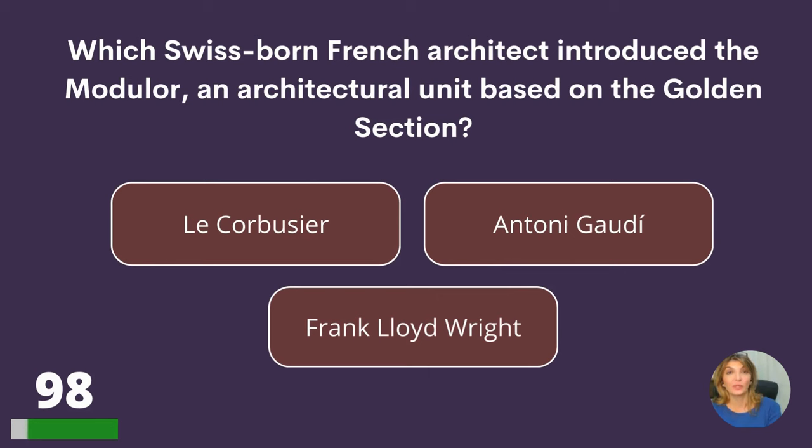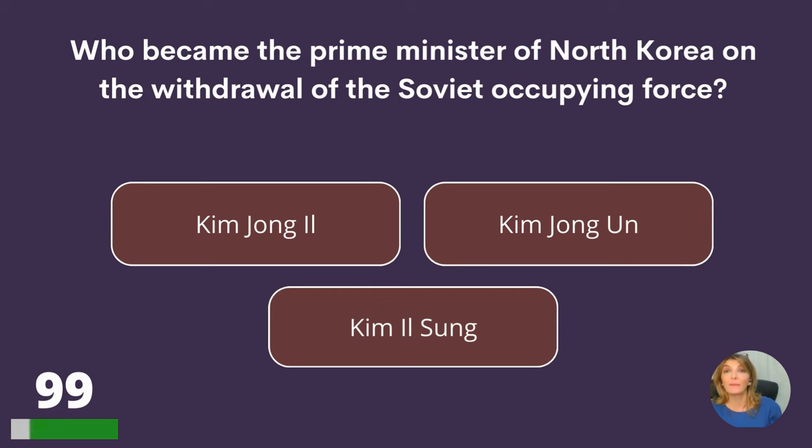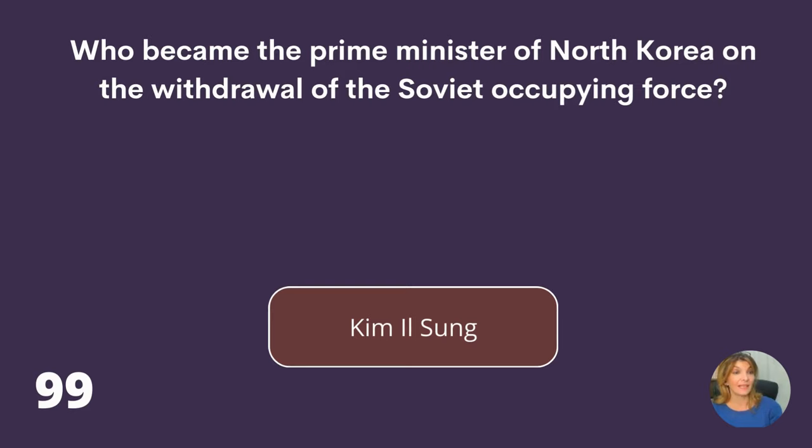Which Swiss-born French architect introduced the Modulor, an architectural unit based on the golden section? Le Corbusier, Antoni Gaudi, or Frank Lloyd Wright? Le Corbusier. Who became the Prime Minister of North Korea on the withdrawal of the Soviet occupying force? Kim Jong-il, Kim Jong-un, or Kim Il-sung? Kim Il-sung.